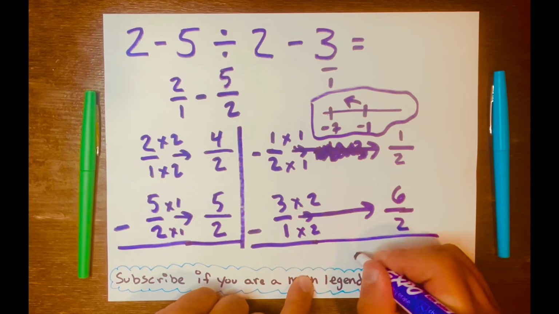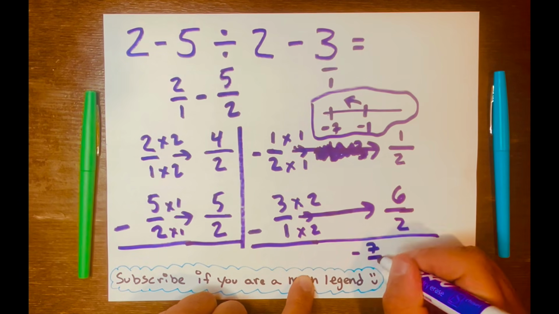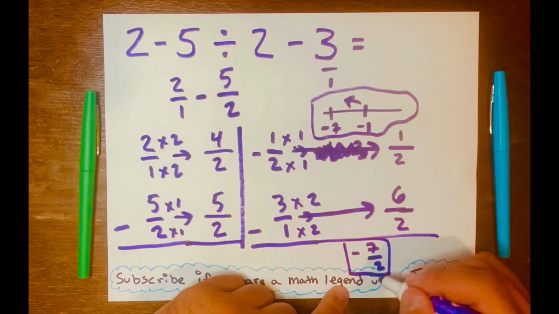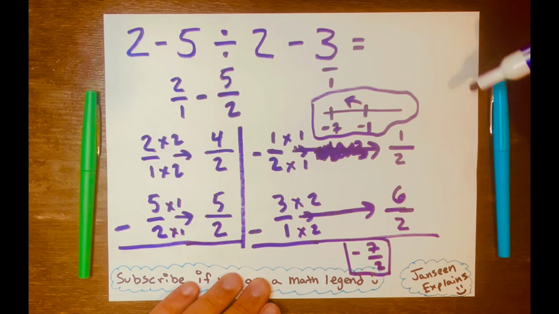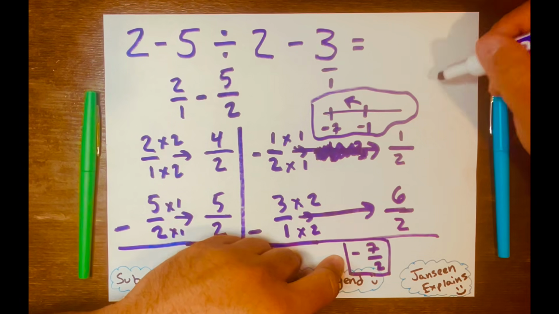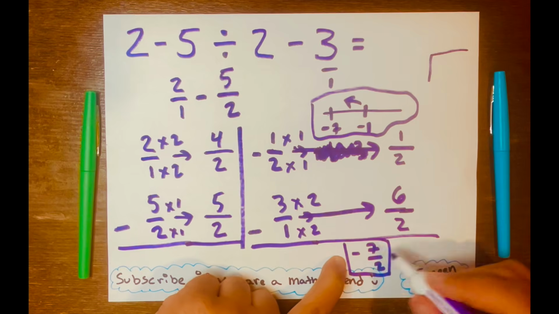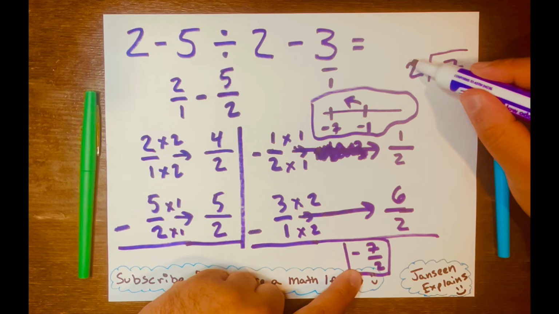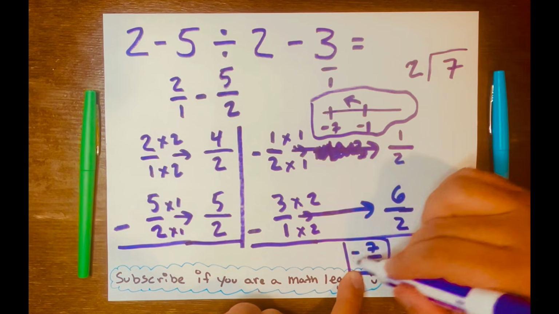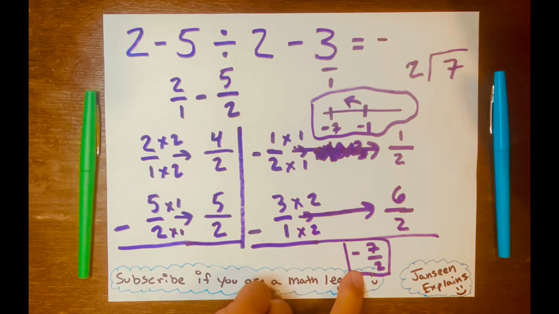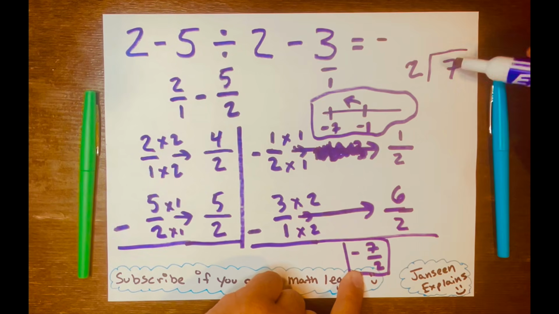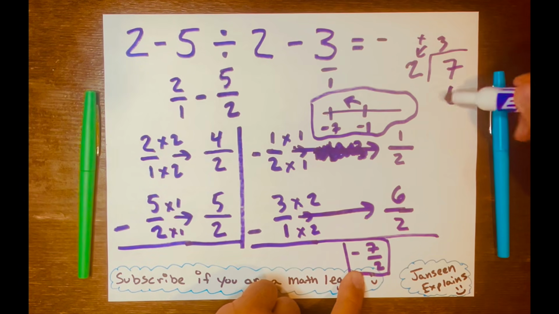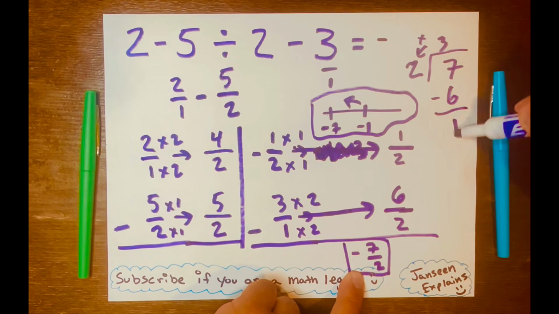So your answer is negative 7 over 2, and this cannot be simplified further. So this is your answer, but we can get a mixed number and a decimal. So long division here, 7 will be the dividend, and 2 will be the divisor. And we know it's negative, so the answer is going to be negative. So how many times can 2 fit into 7? 3 times. 3 times 2 is 6. 7 minus 6 is 1.